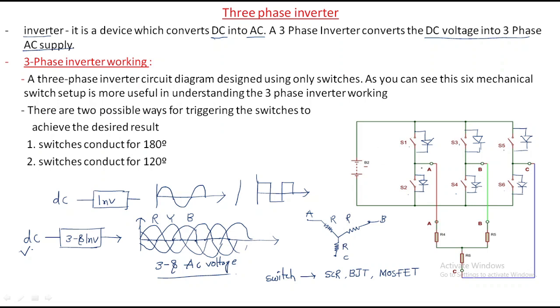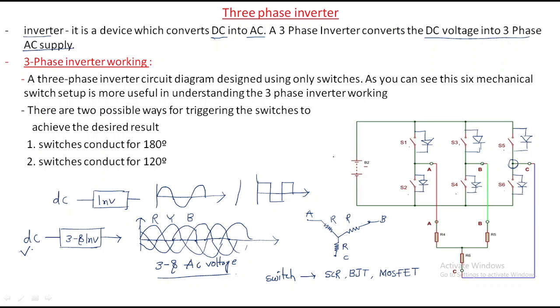So we take the first phase between S1 and S2. That point is known as A, and A will be connected to one load. We have the second line; in the second line we connect B to the B load. In the third line, between the S5 and S6 switches, we have a point here. This point C is connected to a load. This is the three-phase load.